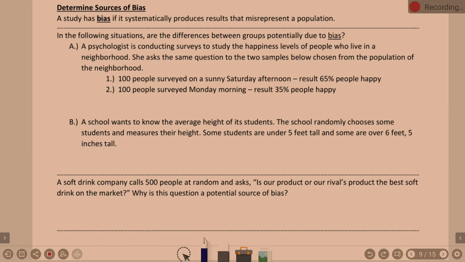So, actually, we don't. That's the question: are the differences between the groups potentially due to bias? So here, she went into this neighborhood and surveyed the people in the neighborhood, 100 people both times, and they got two different responses. Why did she get two drastically different responses?